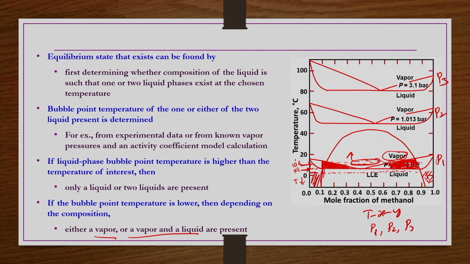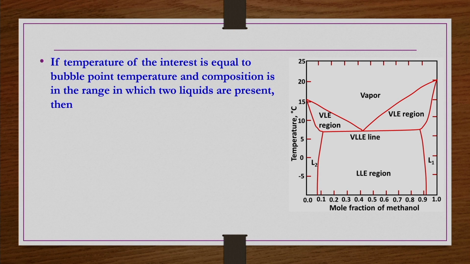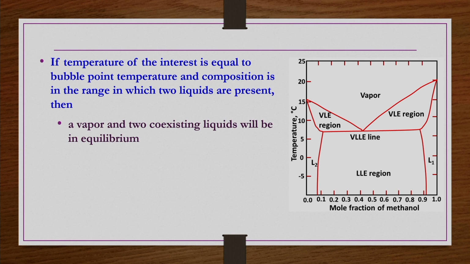So, let us say if your temperature of interest is equal to the bubble point temperature and the composition is in the range in which two liquids are present, then we can have a kind of VLE behavior where a vapor and two coexisting liquids will be in equilibrium. So, let us say this one, at this particular point, if you see here.